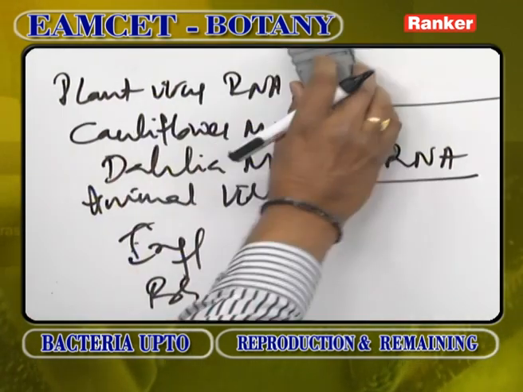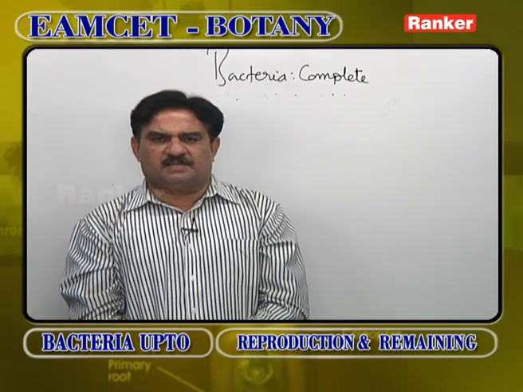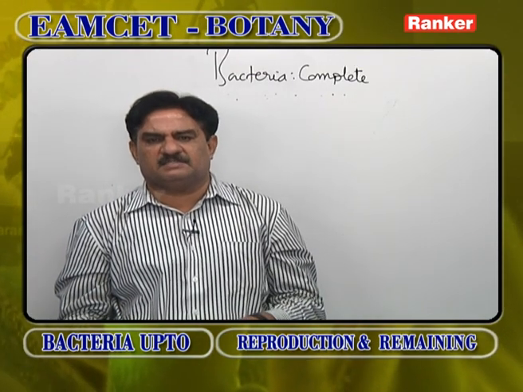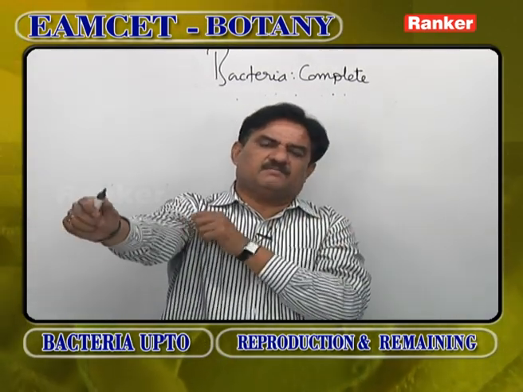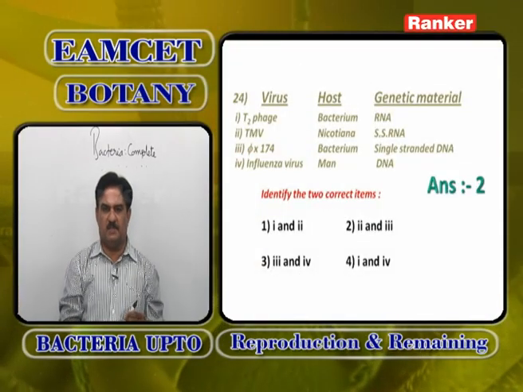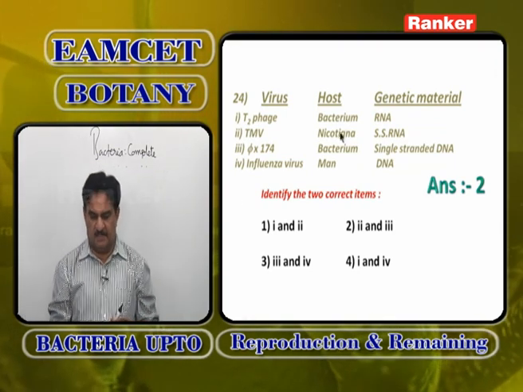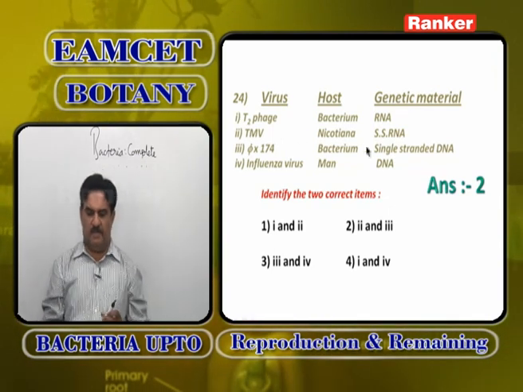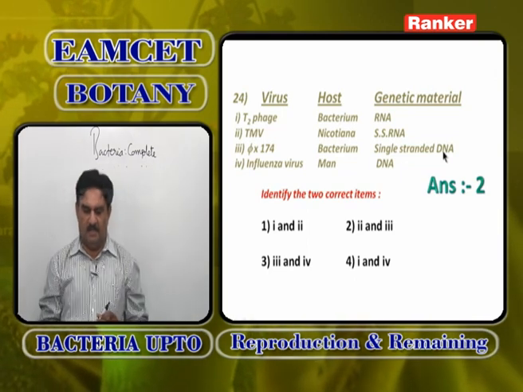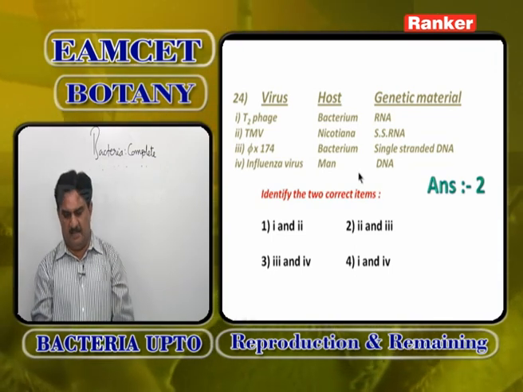Some viruses have double stranded RNA like reovirus, wound tumor virus, blue tongue virus, rice dwarf virus, maize rough dwarf virus, and phi 6 bacteriophage has double stranded RNA as genetic material. Some viruses have single stranded DNA, just now I told phi X174 bacteriophage and M13 bacteriophage. So, here T2 phage, bacterium, RNA is wrong, it must be DNA. TMV, Nicotiana, single stranded RNA is correct. Phi X174 bacteriophage, bacterium, single stranded DNA is correct. Influenza virus, man is correct, but not DNA, it is RNA. So, answer is 2. 2 and 3 are correct.